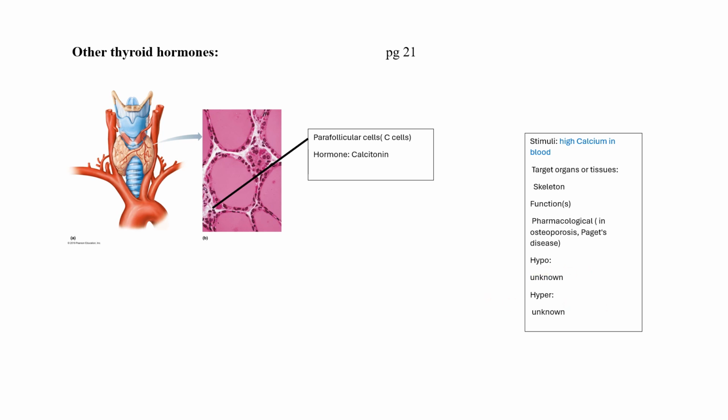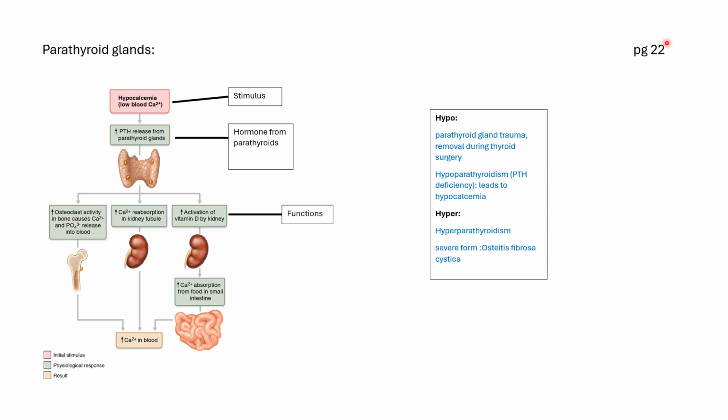Now let's move on to the next page. This is page number 22. Now we are moving to the posterior surface of the thyroid gland. Posteriorly embedded in the thyroid gland, we have 4 to 8 parathyroid glands. So what is the stimulus for secretion from the parathyroid gland? It is low blood calcium.